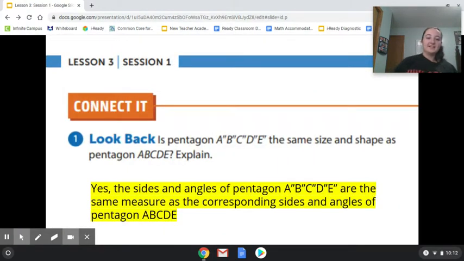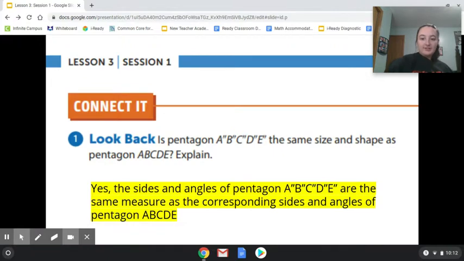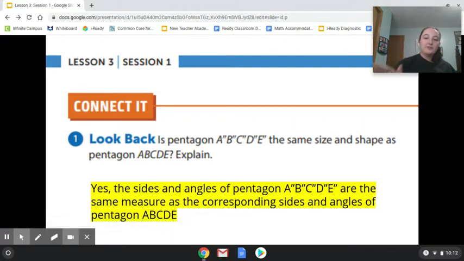Next we have the connect it. So are they the same size and shape? So we already answered that. So yes, the sides and the angles of pentagon A double prime, B double prime, C double prime, D double prime, E double prime are the same measure as the corresponding sides and angles of pentagon ABCDE. So even though it went through 2 different transformations, it's still the same size and still the same shape.